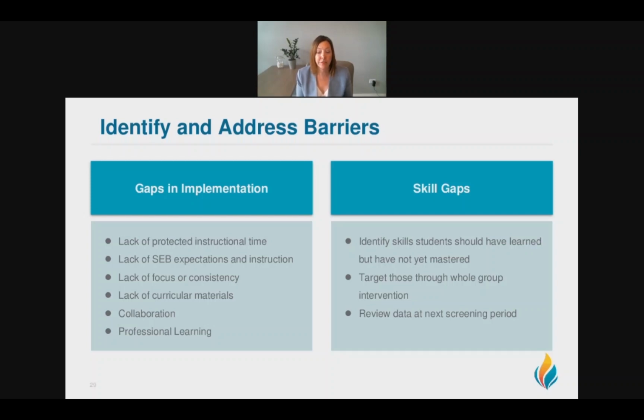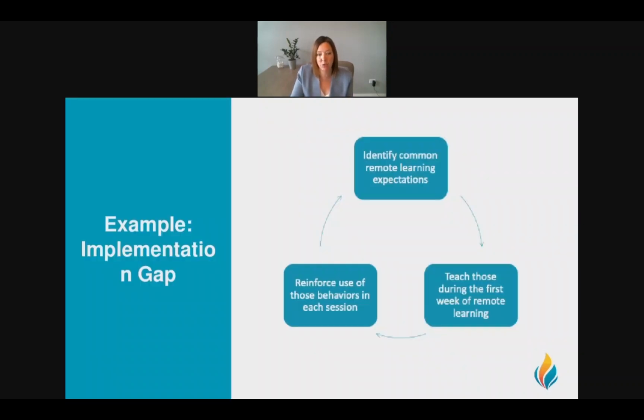So we can identify those skills that students should have learned by now, and we can target those through whole group intervention. That means we would provide extra instruction in terms of time, materials, focus, and practice for all students, instead of for just some students. Then we would review data at the next screening period to see how we've closed those learning gaps. That's been done with great success in many schools. We call that whole group intervention or class-wide intervention.